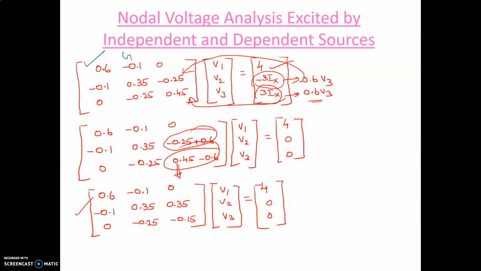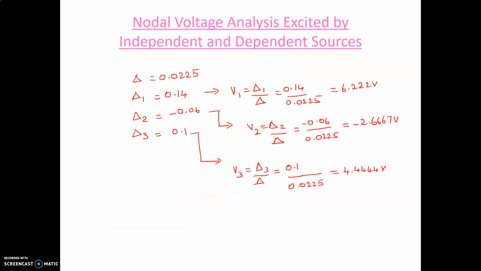Then we have to solve the matrix. We have to determine the values of del 1, del 2, del 3, and solve for V1, V2, V3. V1 is del 1 by del, which is 6.222 volt. V2 is minus 2.6667 volt. V3 is 4.444 volt.